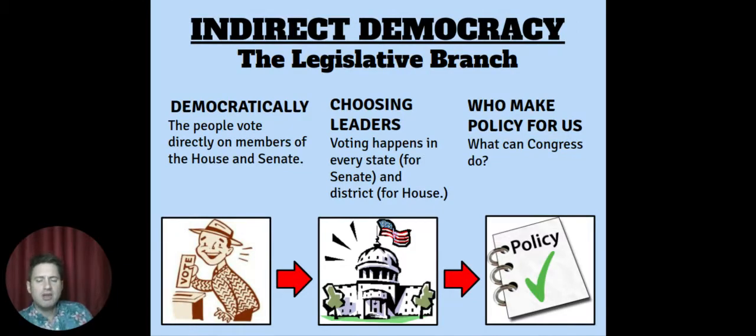I want you to know, because we'll talk more about this later, that the U.S. Senate wasn't always chosen by the people. In fact, it used to be chosen by state legislatures, the lawmakers in the states. The Constitution's 17th Amendment changed that, but before that, people chose state lawmakers. The state lawmakers chose U.S. senators. It was still indirect democracy. It was just even more indirect.